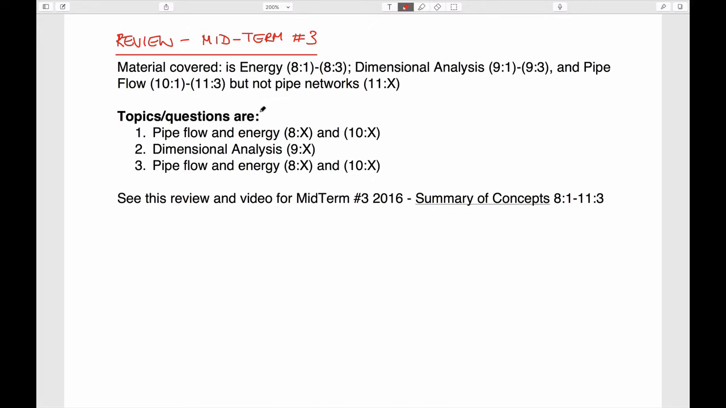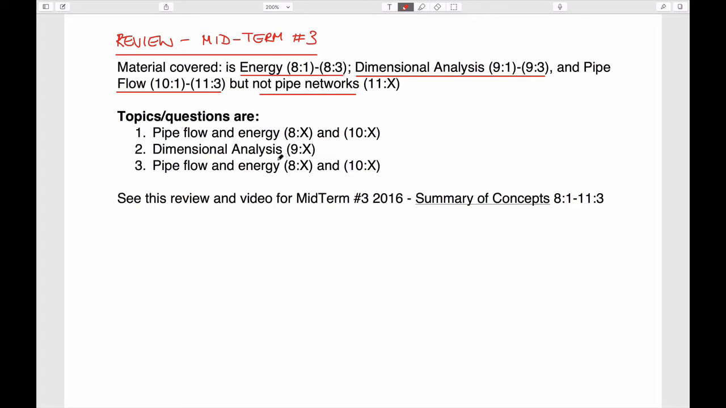part of this midterm. So the material covered is the stuff from week 8, which is the energy equation, which comes from Reynolds transport theorem, but really we just use it in one dimension, both for mechanical energy and also for thermodynamic behavior as well. For dimensional analysis, Buckingham Pi and others from week 9, and pipe flow in weeks 10 and 11, but essentially we won't include pipe networks, and so we're not really including much of the material from week 11.